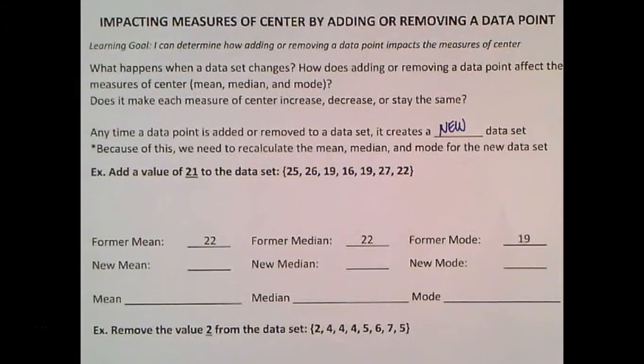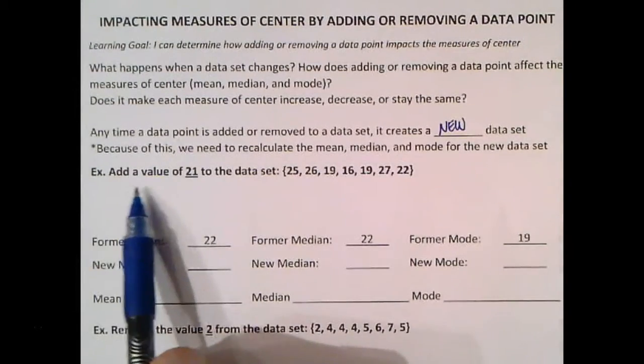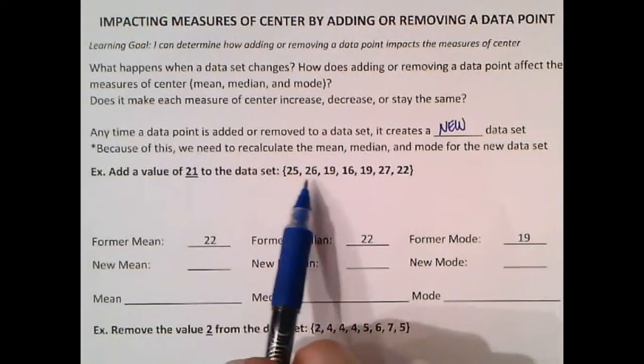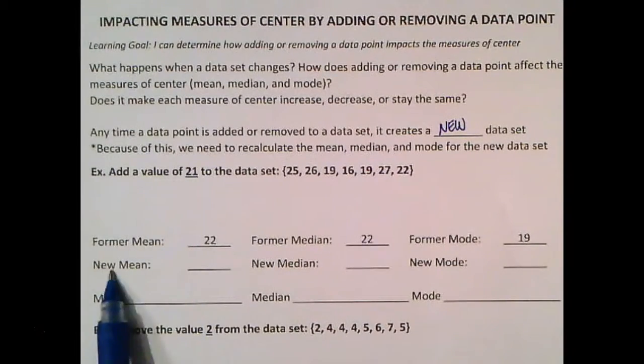Today, we are taking it easy on you and providing you the former mean, median, and mode. So all you have to do is calculate the new one and then determine whether or not it increased, decreased, or stayed the same. That's not a hint here. It was just a way to show that. All right, so what we're doing here is we're adding a value of 21 to this data set. Now, what also is a little bit different is you are creating all three of these together.